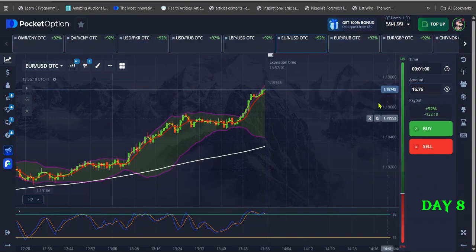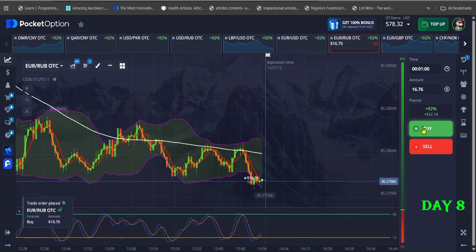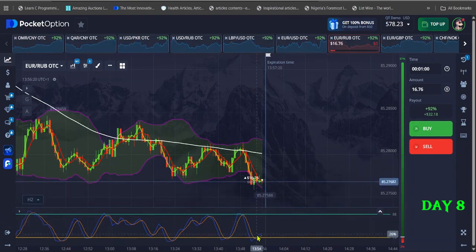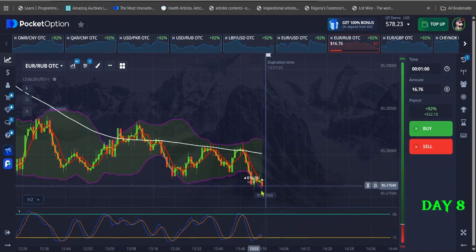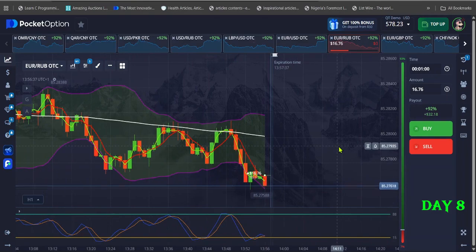16.76. So I'm going to take a buy here. I'm taking a buy here because the price action on the stochastic oscillator shows that it has reached the oversold region and that the two moving averages here are about to cross. So that's why I took the trade, but it can still go against us. Let's watch and see if we're going to win this or lose it.